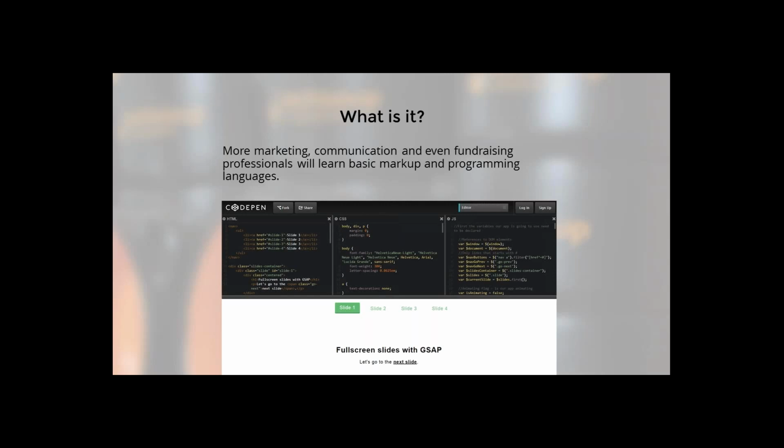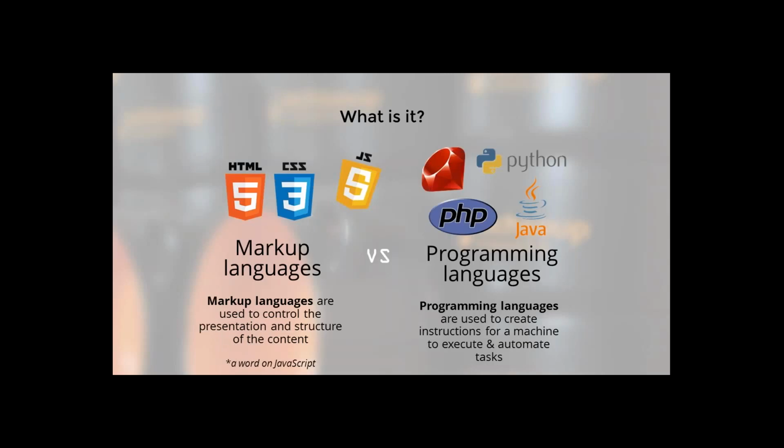They don't need to learn how to code from scratch, but they need to learn enough so they can manipulate it. Just a word, we're not saying that everyone's going to become a developer or a programmer. We're just predicting that people will start to be more acquainted and familiar with markup languages. So markup languages are HTML and CSS, and basically they control and structure the presentation of content online.